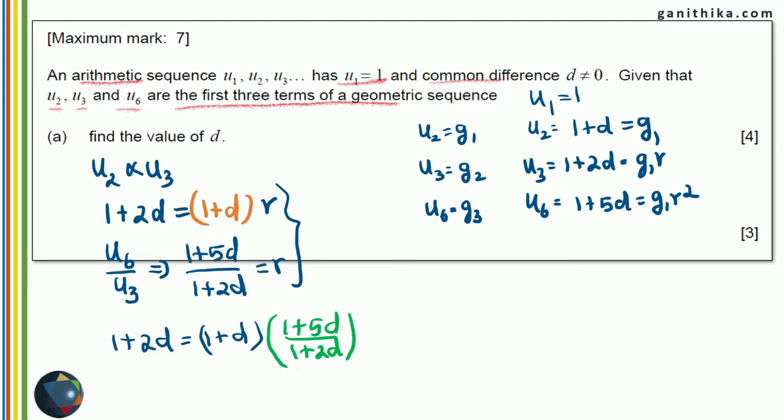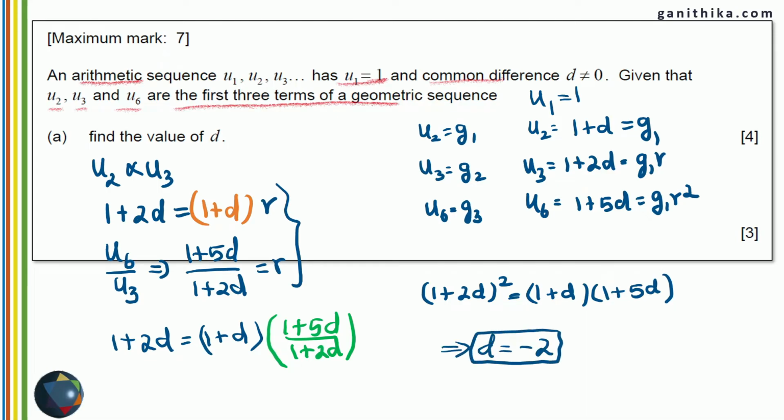You can simplify this equation in any way you want. You can see that there is only d in this equation. So when you solve this, you will get the value of d. Pause the video here and solve this equation in whichever way you want. I'm going to show you a simple way where I'll multiply both sides by 1 plus 2d. If I expand both sides and simplify, I will get the value of d equal to negative 2. I hope you also got this value. d is equal to negative 2 for question A.